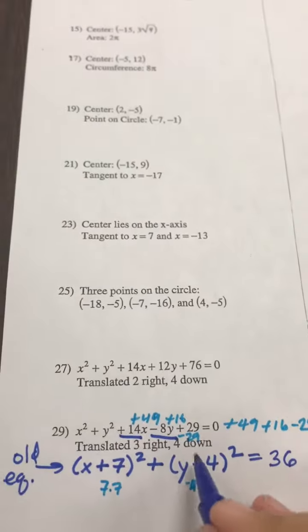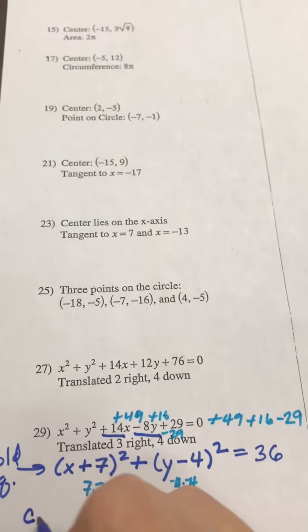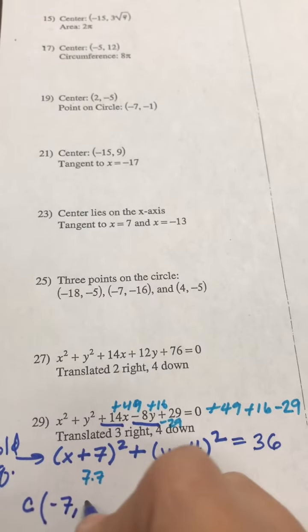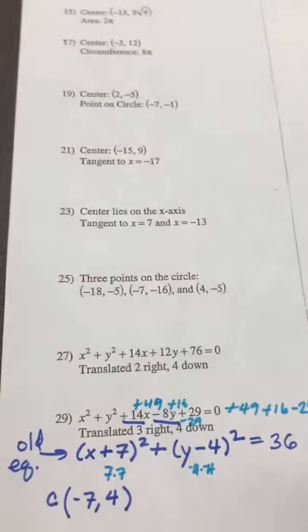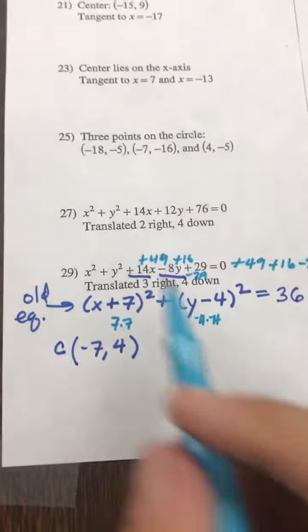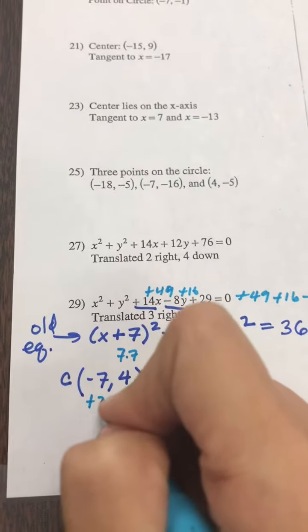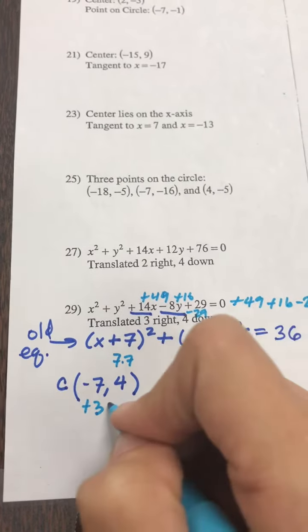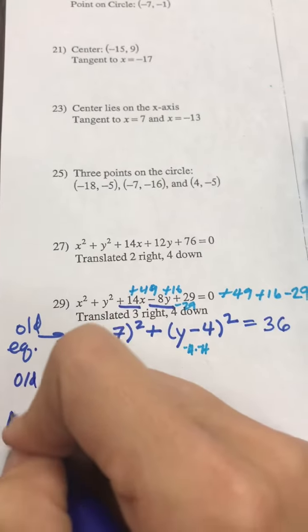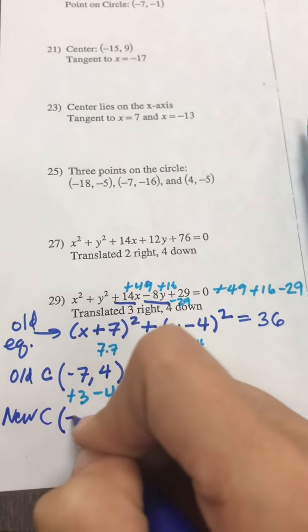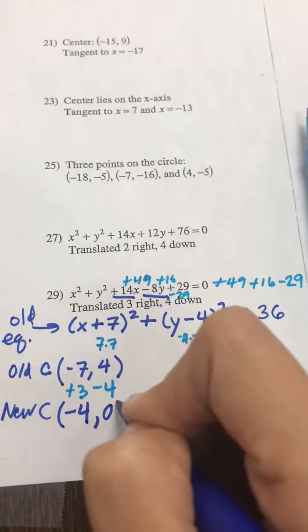So let's do that. My center coordinate would be negative 7, positive 4, and if I translate 3 to the right, 4 down, my new center would be at negative 4, 0.